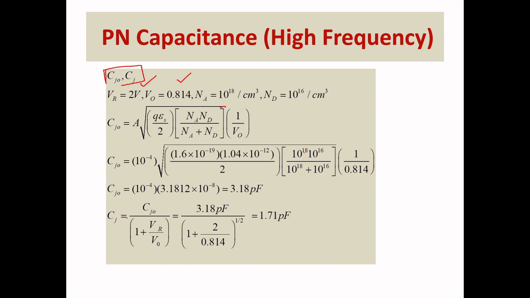Now we need to calculate the junction capacitance. We calculate it as the zero bias capacitance divided by (1 plus Vr divided by V0). So 3.18 picofarad divided by (1 plus 2 divided by 0.814). Here you have a material constant, M, which is missing; you will have M equal to 1 by 2 here. I have taken the value, which will be given in the problem. Typically it varies from 1 by 2 to 1 by 3. So it gives a value of 1.71 picofarad.